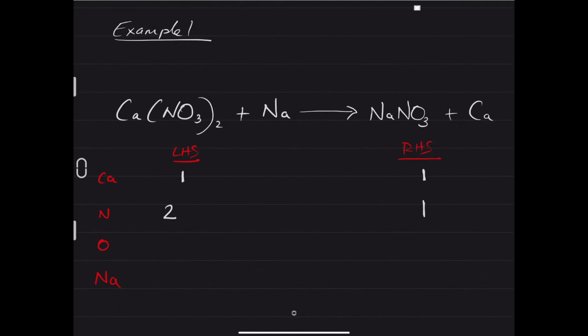Now, oxygen. Let's look at oxygen. On the left-hand side, we have 2 outside the bracket. That's fine. We've already acknowledged that. How many oxygens do we have inside the bracket? 3. So this gives us a total of 6 oxygens on the left-hand side. Now let's move on to the right-hand side. Right-hand side of the equation, we have simply got 3 oxygens as denoted by the subscript. So we put down 3.